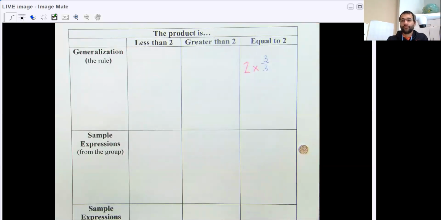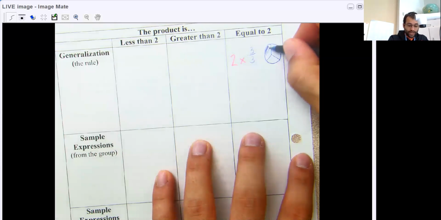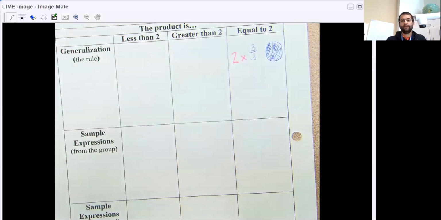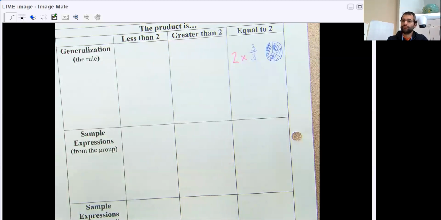So I know that 3/3 is equal to 1 whole. Well, how do I know that? Well, if I break something up into 3 pieces, and I shade all 3, I've shaded the whole thing. So that's equal to a whole. So this is like saying 2 times 1. So this is going to be equal to 2, right? 2 times 1 is equal to 2.